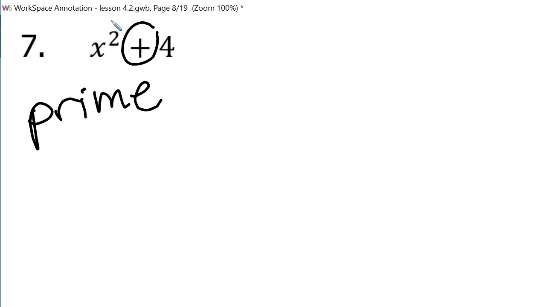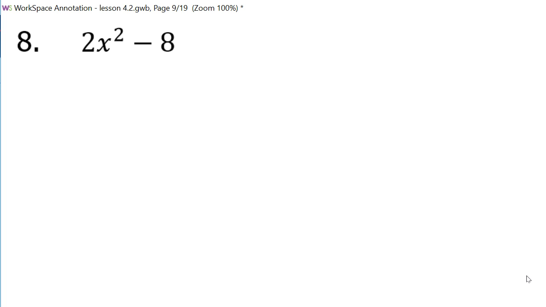This is the most commonly missed question on our Unit 4 test. So on Tuesday's test, do not miss this question if you see something similar to it on that test Tuesday, and you will see something similar. So if it's a plus sign in the middle, the answer is prime.